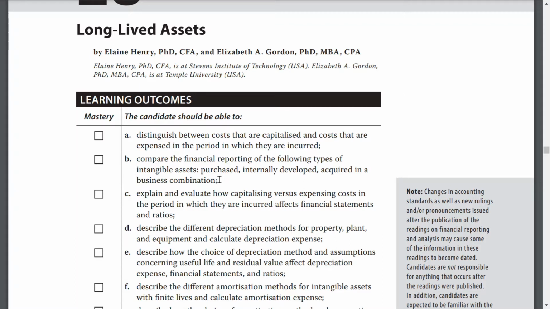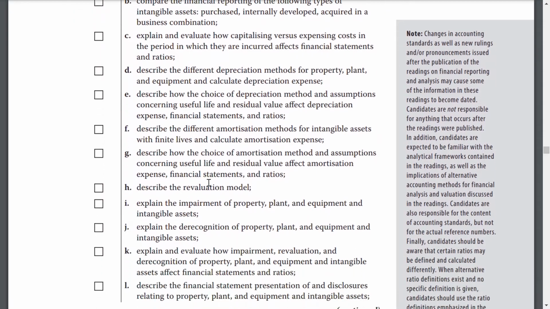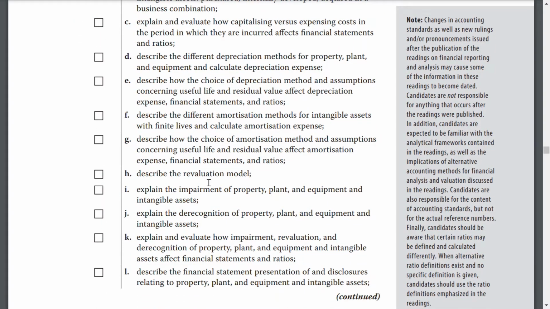Explain and evaluate how capitalizing versus expensing costs in the period in which they are incurred affects financial statements or ratios. Describe the different depreciation methods for property, plant, and equipment, and calculate depreciation expense. Describe how choices of depreciation methods or assumptions concerning useful life and residual value affect depreciation expense, financial statements, and ratios.